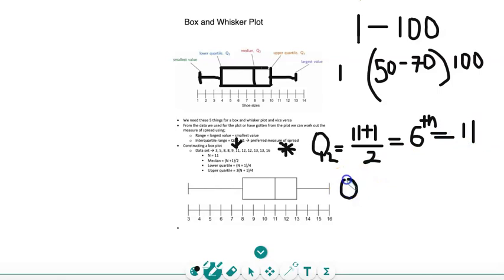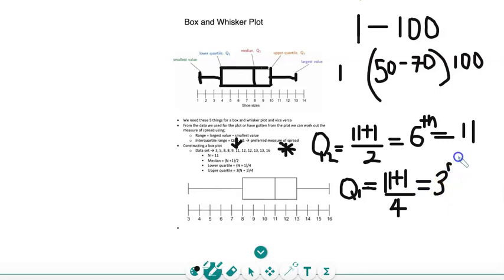Okay, now we're going to find our lower quartile. And like I said before, your lower quartile is the number that is at 1/4 of your data set, or 25%. And we calculate that by adding 1 to n and dividing that by 4. So here we have 11, which is our n, plus 1, which gives us 12, as we've done before, divided by 4. And that is 12 divided by 4, which gives us 3.